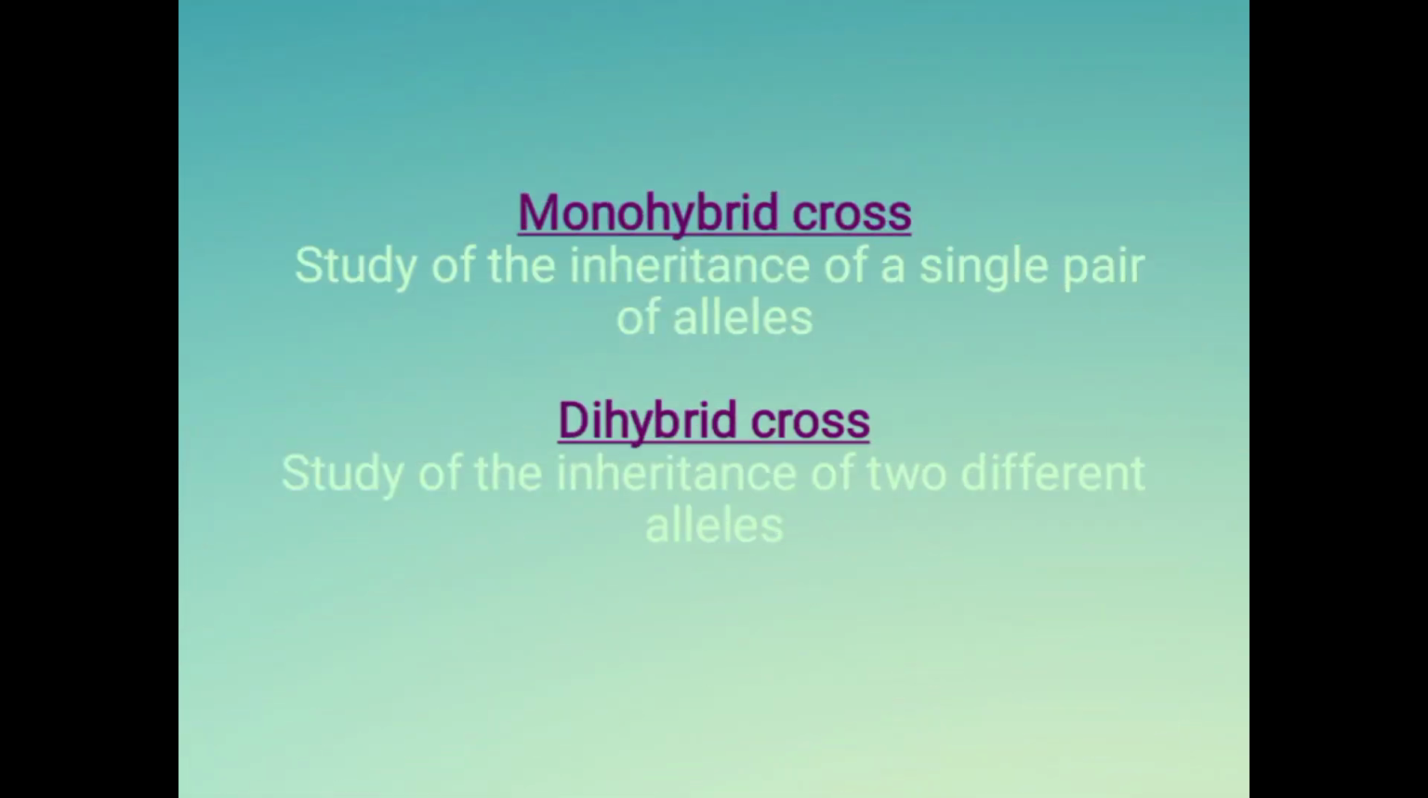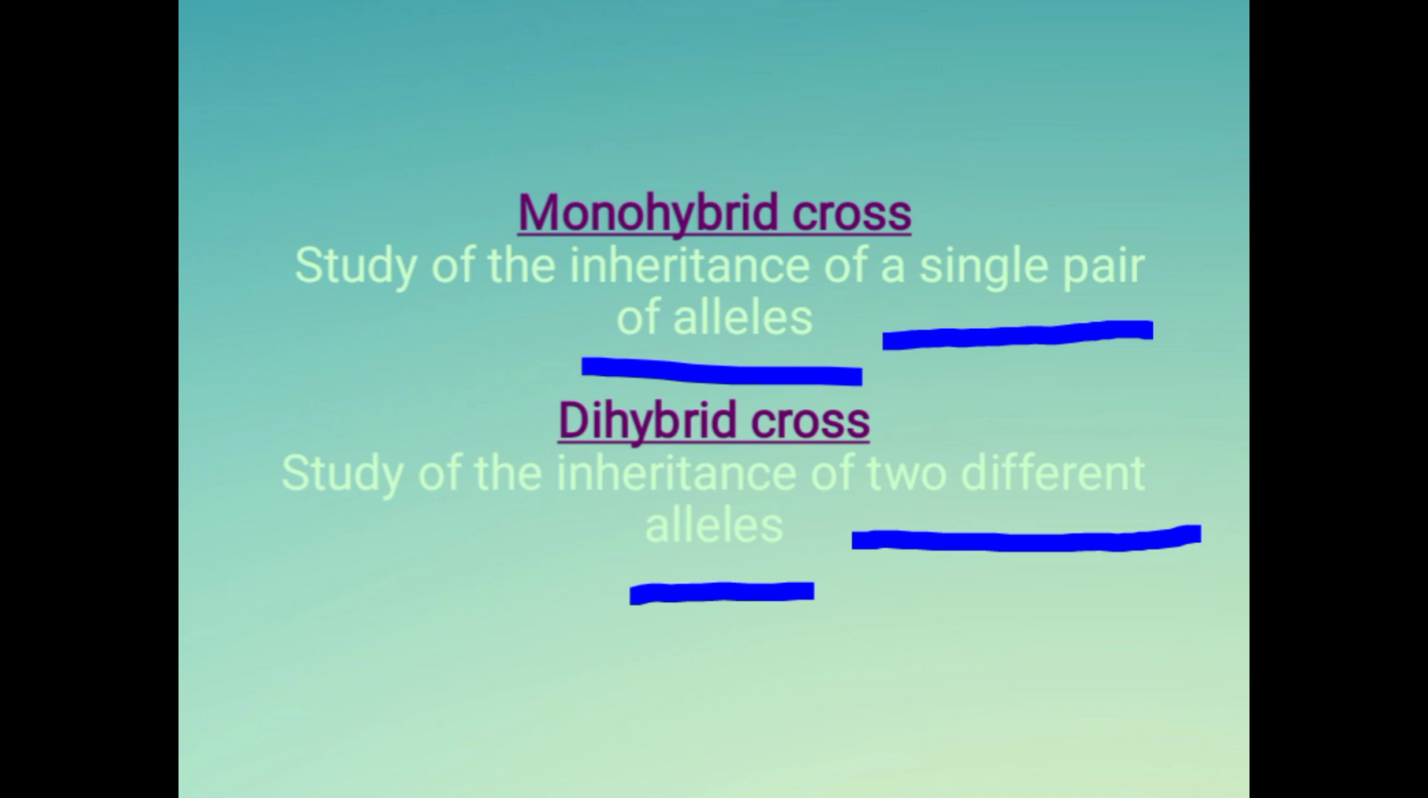Monohybrid cross is the study of the inheritance of a single pair of alleles. And dihybrid cross is the study of the inheritance of two different alleles. Here only one single pair is used, here two different alleles are used. So here single pair, here two different alleles.